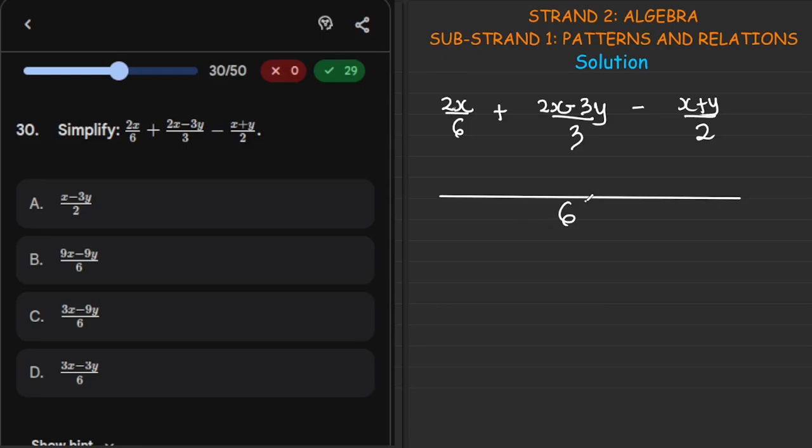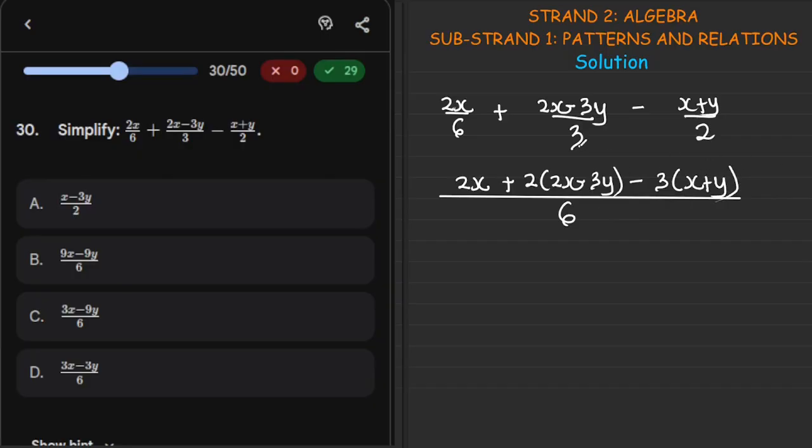So 6 divides 6 once. That 1 multiplies this 2x to give us a 2x. Then 3 divides 6 twice. The 2 we have also multiplies what we have over here. So plus 2 into bracket 2x minus 3y. The same way, this 2 divides the 6 to give us 3, and the 3 would have to multiply all of this one. So we have our minus, and the 3 multiplying x plus y.